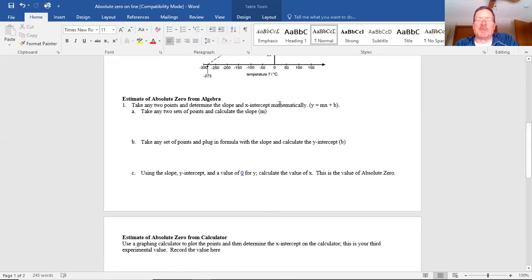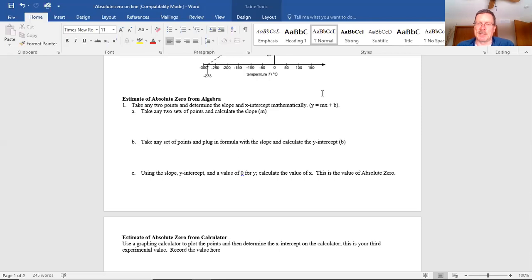Our second estimate will be using your algebra skills and y equals mx plus b, right? Okay. So I've laid it out here, and you'll need to show your calculations to get full credit on the lab, but take any two of the points of pressure and temperature and use your algebra, doing a subtraction, and calculate the slope, right? All right. Once you have the slope, then you can take any two of the points, plug them in, and solve for b so you know where the y-intercept is.